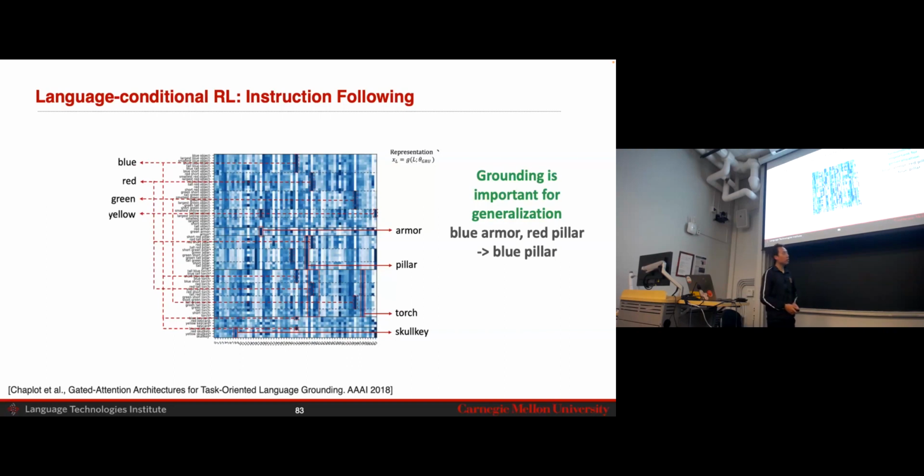And it showed that it learns some grounded representations. It learns separate feature activations for colors, blue, red, yellow, green, and learns separate feature representations for your pillars, armor, torch, skull key, and different objects. So if you train on a couple of them, you can then generalize the new combinations during evaluation.